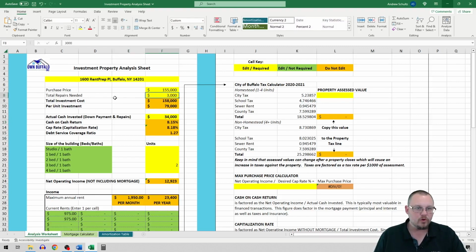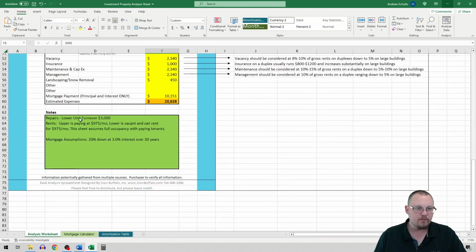Where we came up with this total repairs needed figure is actually from down here at the bottom. I had left some notes. The lower unit was vacant at the time that we wrote this sheet up, at the time that we sold the property. The upper was paying $975. The lower unit had actually just vacated and was paying about $975 as well. And the lower unit needed about $3,000 worth of work as part of the turnover.